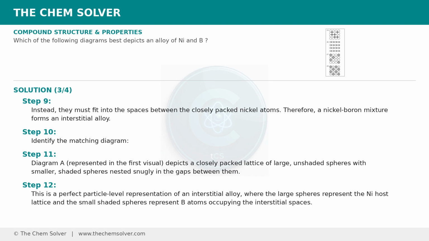Identify the matching diagram. Diagram A, represented in the first visual, depicts a closely packed lattice of large, unshaded spheres with smaller, shaded spheres nested snugly in the gaps between them. This is a perfect particle-level representation of an interstitial alloy, where the large spheres represent the Ni host lattice and the small shaded spheres represent the atoms occupying the interstitial spaces.